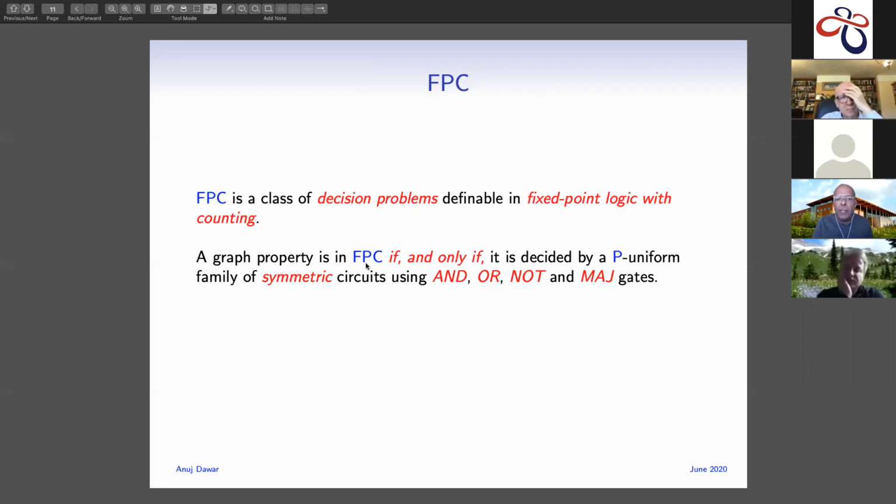So a graph property is definable in this logic formalism if and only if it's decided by a uniform family of symmetric circuits where we can use and, or, not gates and a majority gate. A majority gate is simply one which takes a number of Boolean inputs and the output is 1 if a majority of the inputs is 1. You need these majority gates because if you leave them out and you just use and, or and not, you get something strictly weaker. As I said, we can show that there are invariant circuits with just and, or and not, which if you symmetrize, you get an exponential blow up. But with majority gates, you get something much more robust.